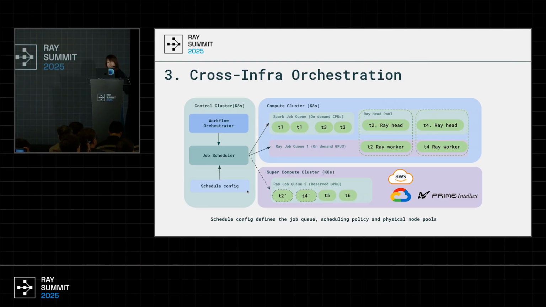So our scheduler config is a very simple config. The user can define the launch time, where the job should go, and what the ordering policy is for each job queue. It can be first-in first-out, priority based, preemption enabled, and fairness aware. So it can also route the job to a different node pool.